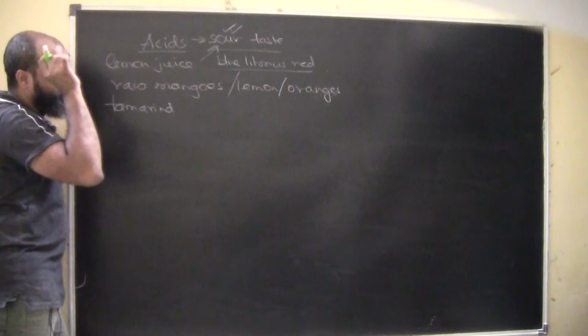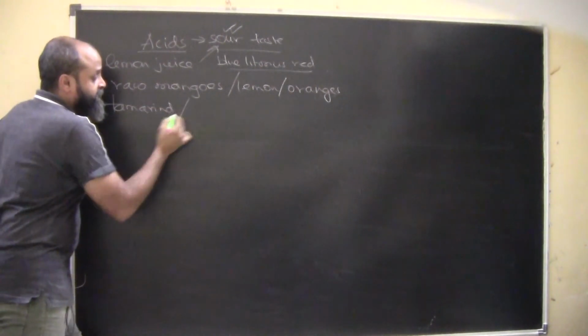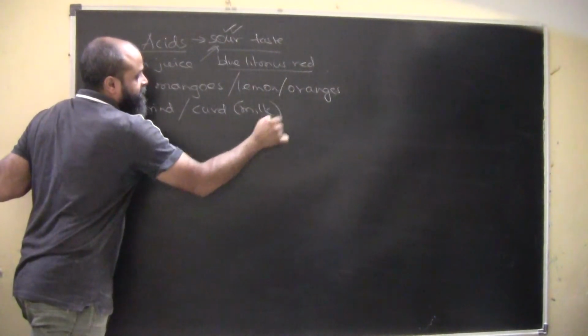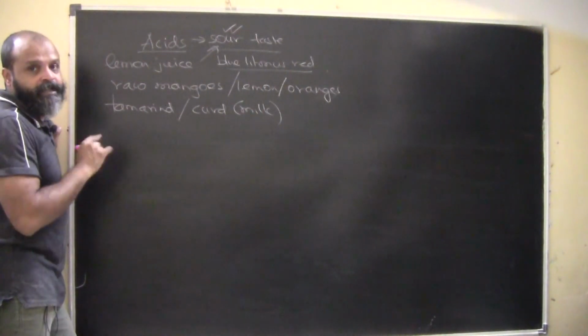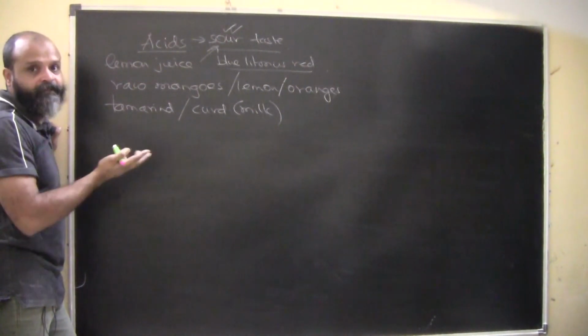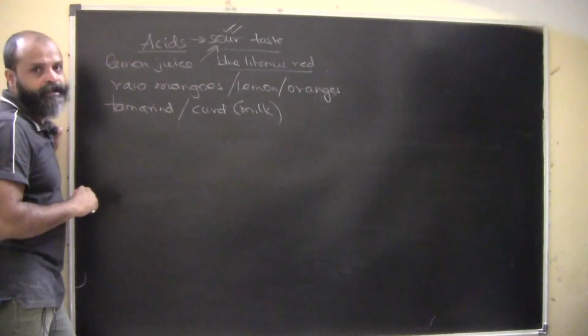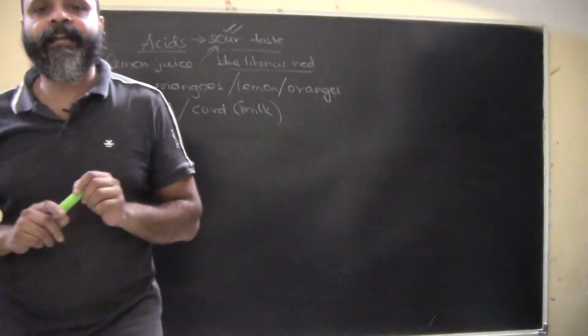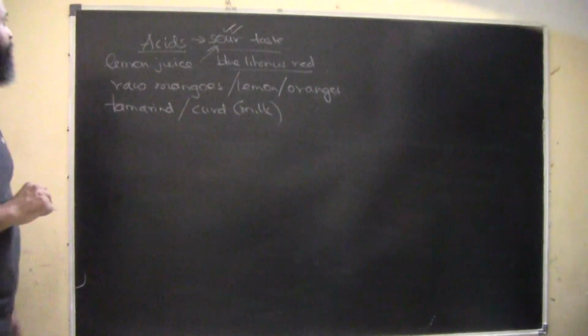Then we have milk, which basically becomes curd. From milk, that is also having a sour taste. Dahi, which we say. So these are certain compounds which have a sour taste, and obviously they have a sour taste because they have acid content in them.